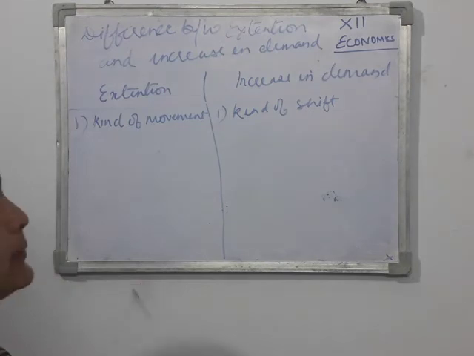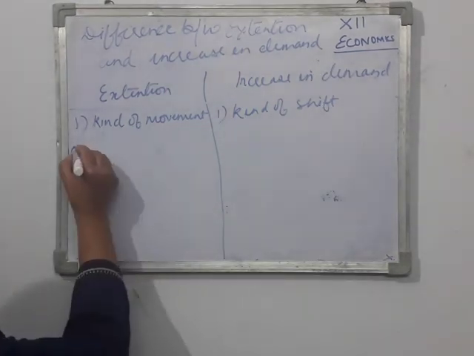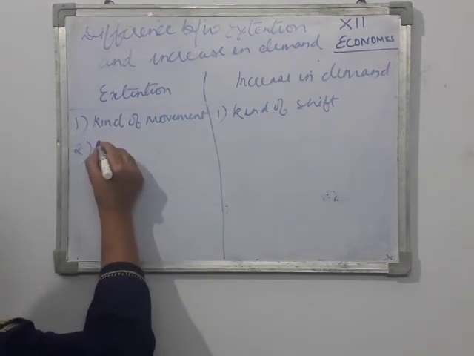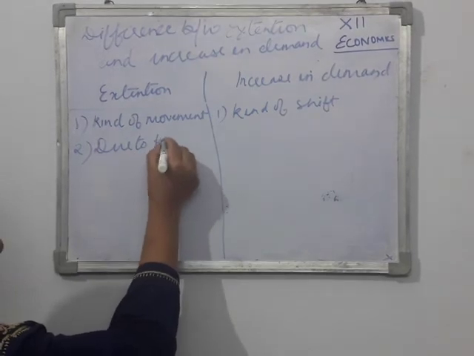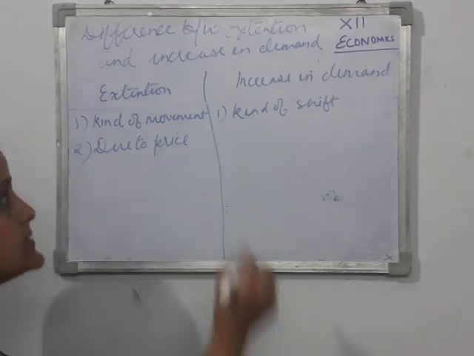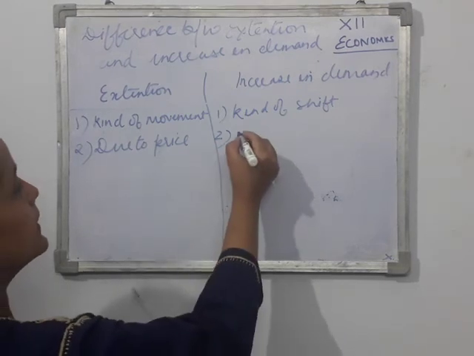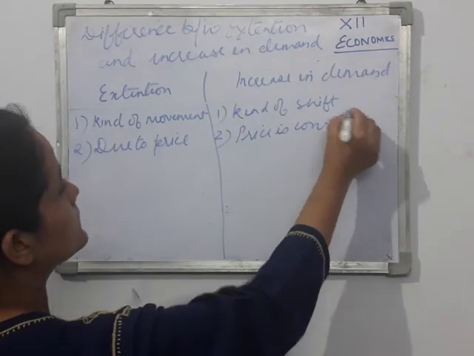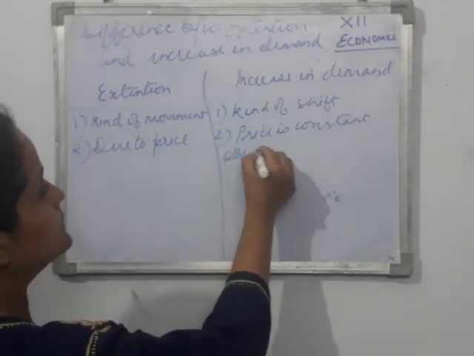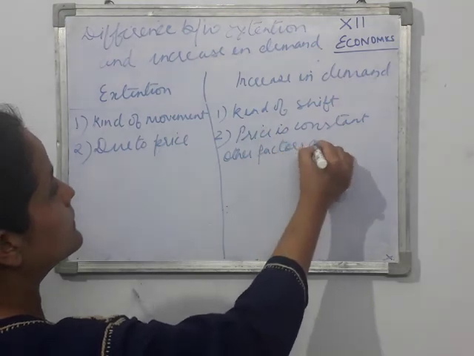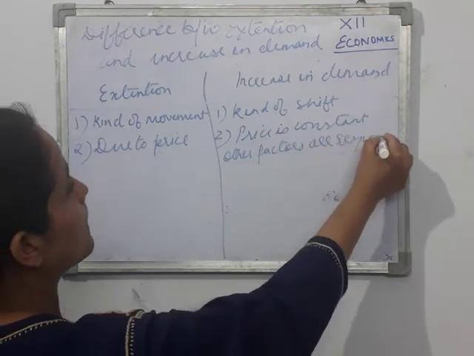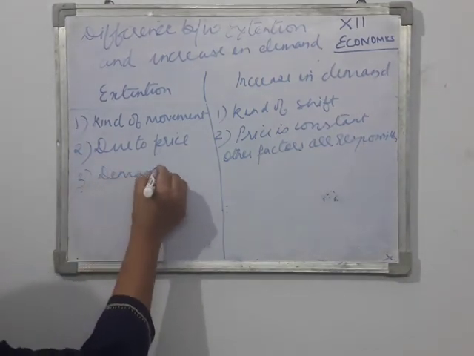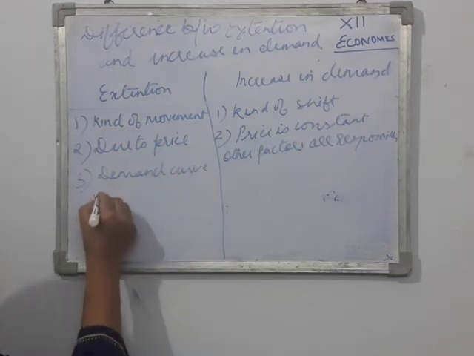ये type of movement या type भी use कर सकते हो kind की जगह आप word. Another one is extension takes place due to price, whereas in case of increase in demand, price is constant. Other factors are responsible. Third, demand curve is downward sloping.